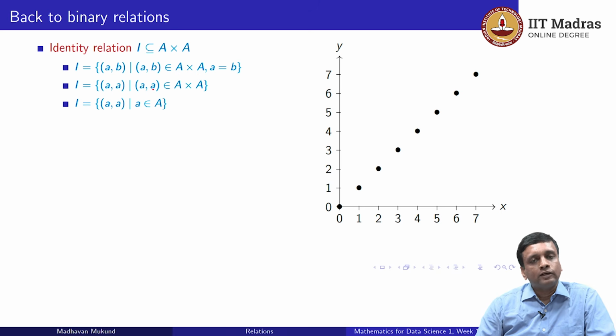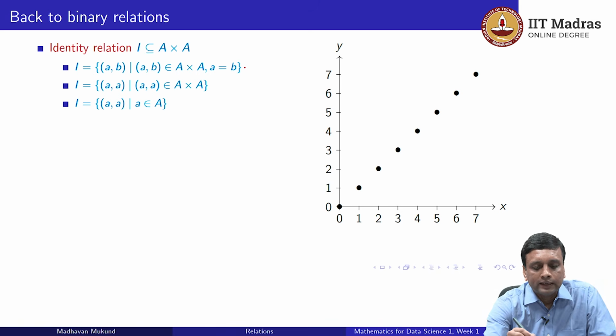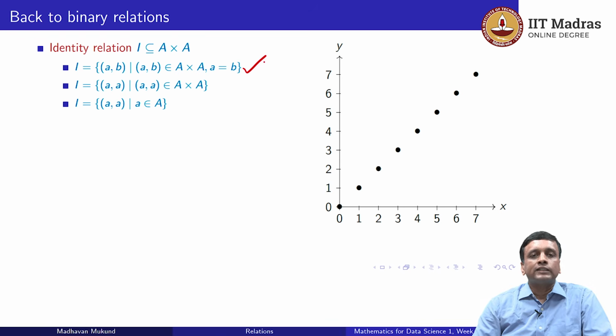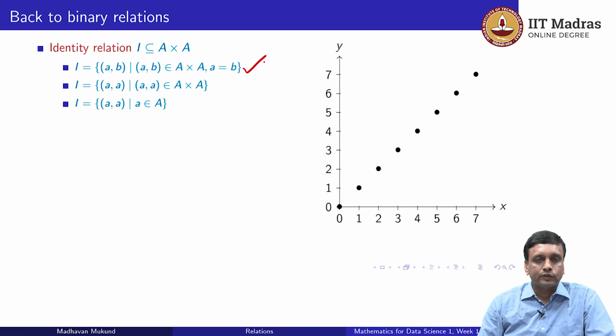And sometimes we might drop the product altogether. We might just say we want all pairs A comma A where A comes from the set A. So in other words, we are pulling out one copy of the element from the set, and then we are constructing a pair by taking two copies of it. So all of these are equivalent ways of writing this, although only the first one technically follows the notation that we are using to introduce relations.